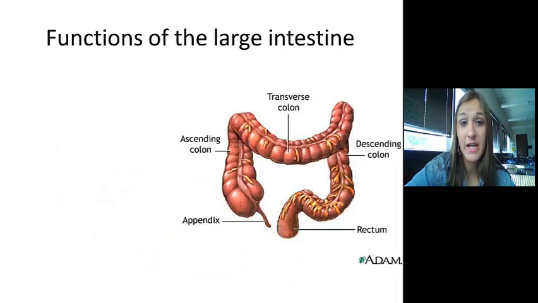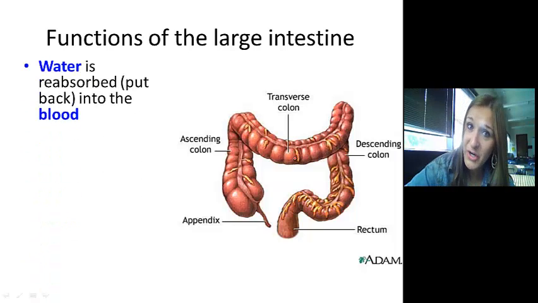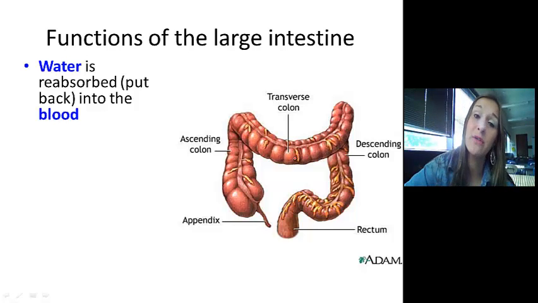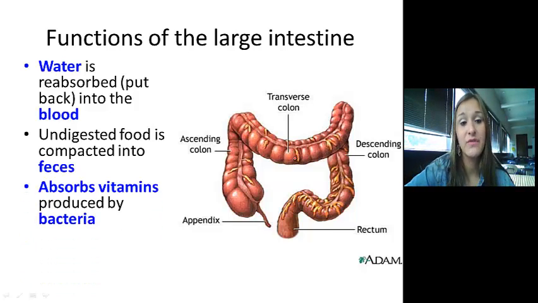The large intestine is where we're going to be forming our fecal matter. So unless you want diarrhea, we need to absorb any excess water back into our blood. So the main function of the large intestine is for water to be put back into the blood, to be reabsorbed. And then, once the water is gone, we can compact all of the undigested food into feces. There are also really important bacteria in your large intestine, some of which are producing the smelly gas that you fart out. But a lot of them are important for absorbing nutrients.